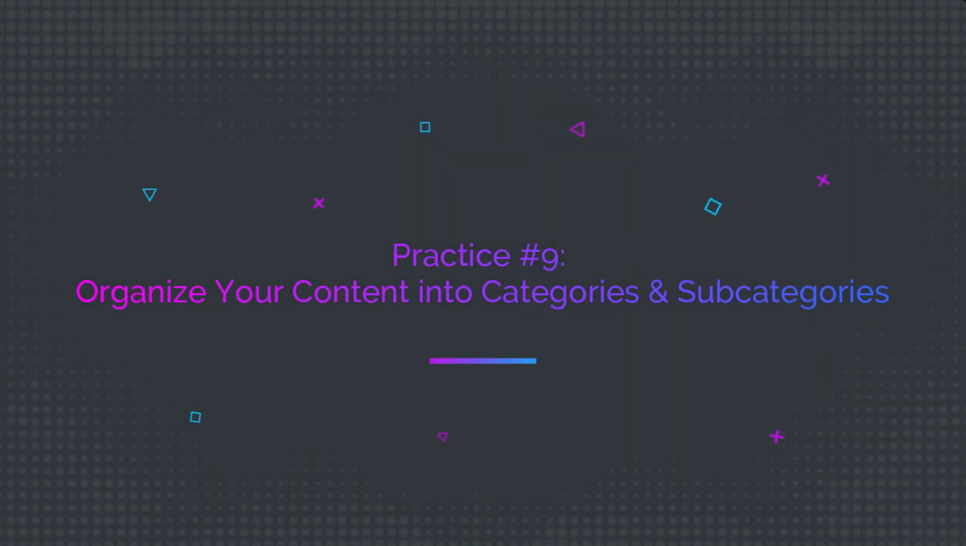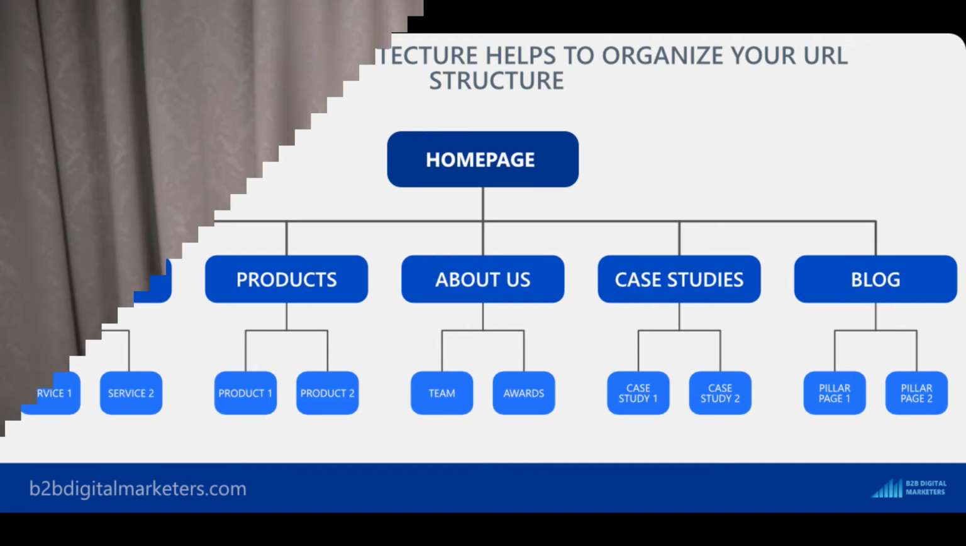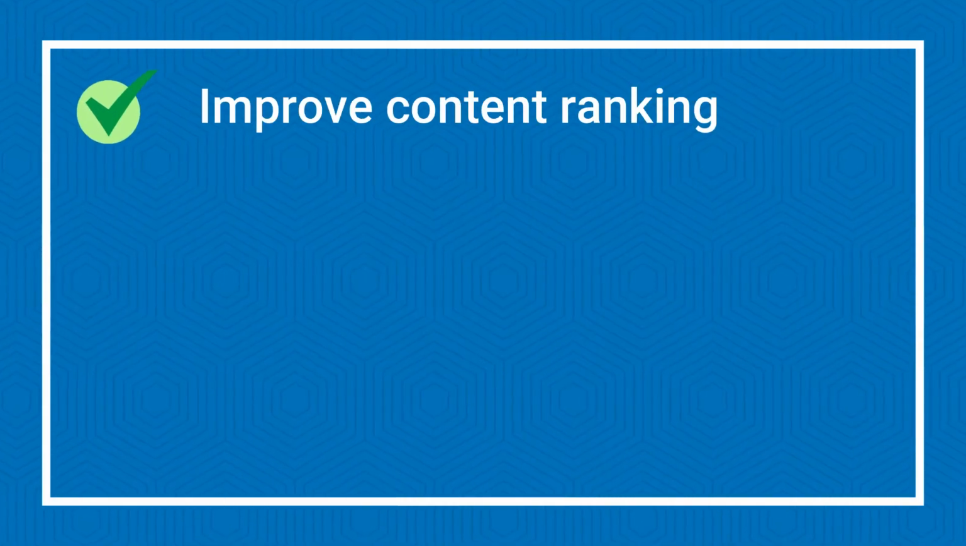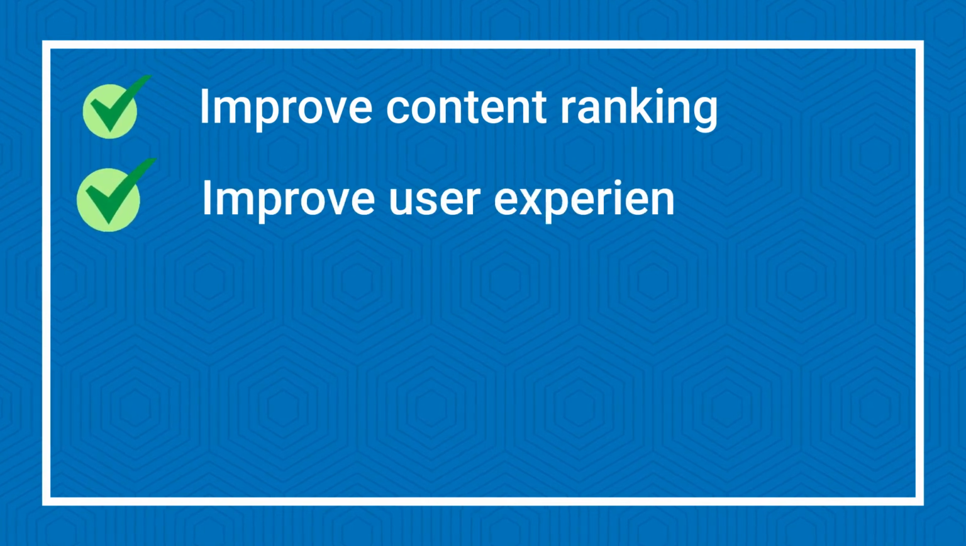The ninth best practice for SEO-friendly URL is to organize your content into categories and subcategories. Website architecture is an important part of your SEO strategy, and you should spend some time planning how you are going to organize your content on the website. Organizing your content into categories and subcategories helps in several ways. It helps search engines better understand your content and the relationship between the pages. It helps users to also better understand your content, the relationship between pages, and the location where they are.